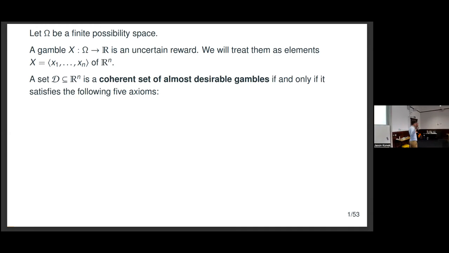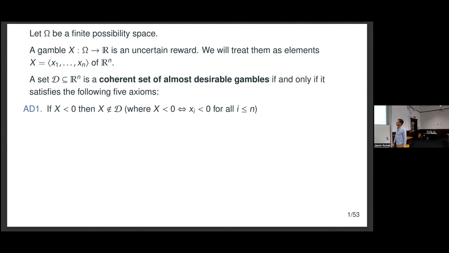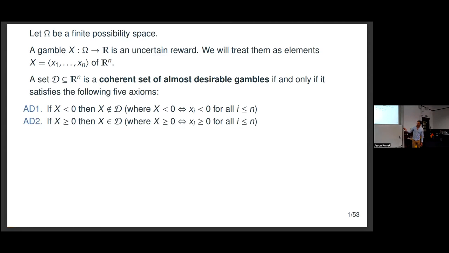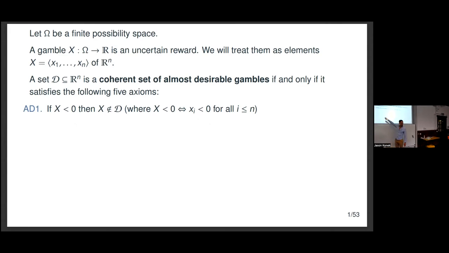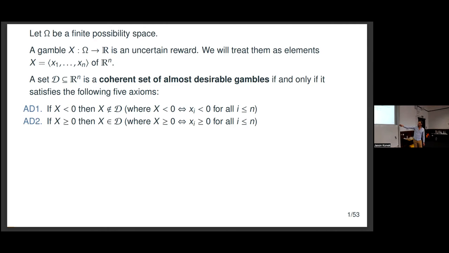And remember, a set of desirable gambles here, almost desirable gambles, is just a subset of R^n, and it's coherent just in case it satisfies these five axioms. So we don't want to include anything that's guaranteed to lose you utility. So it's got to exclude the negative orthant. I'm going to use capital X for gambles or variables and the small x's for the values that they take in different worlds. So we never want any of the ones that are guaranteed to be bad in our set of almost desirable gambles. Anything that is guaranteed to never lose utility, you want to include those.